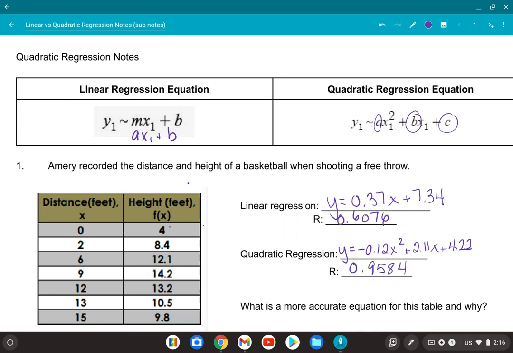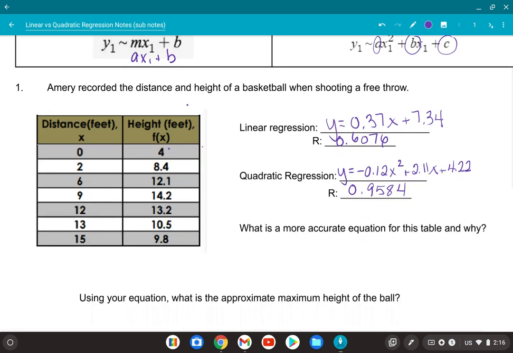And the R was 0.9584. And just like I was saying before, this one is going to be more accurate because the quadratic is more accurate because the R is going to be closer to 1.